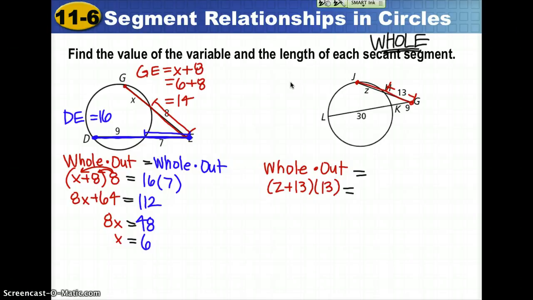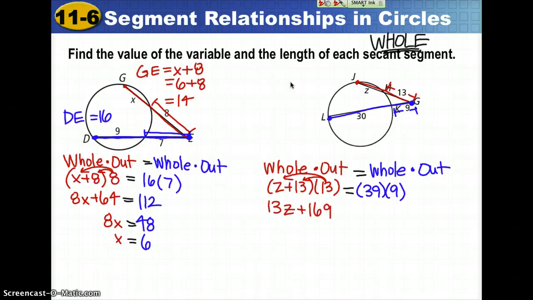That equals, from the other secant segment, the whole thing is 30 plus 9, 39. The outside, that's just 9. Okay, once again, distributive property, 13 times z, 13 times 13. 13z plus 169. We should know that one. That's a perfect square. It's a good one for you to know. Then that equals 39 times 9.